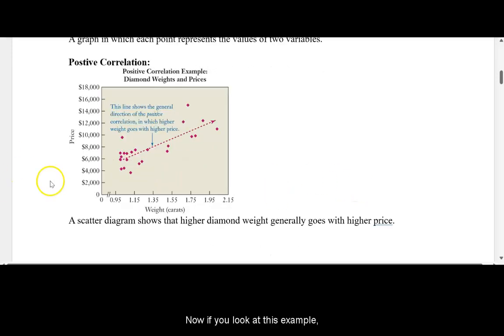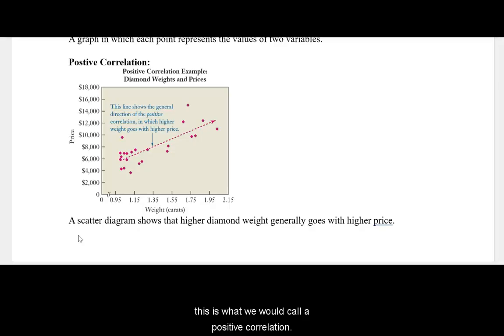Now, if you look at this example, this is what we would call a positive correlation. Because if you notice, it's generally, this is like your little dotted line. This shows the general direction of the positive correlation. And what it's showing you is that the higher weight, because we're looking right here at diamond weights and their price. Now the price is up here, right, on the y-axis, and then you've got the weight of the diamonds in carats here. And notice in this graph, basically what we're seeing overall with all of these plotted points is that the higher the weight of the diamond, the higher the price of the diamond. And so that is what we would call a positive correlation.